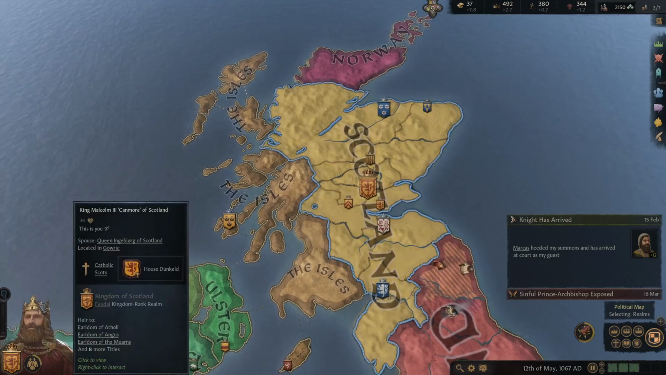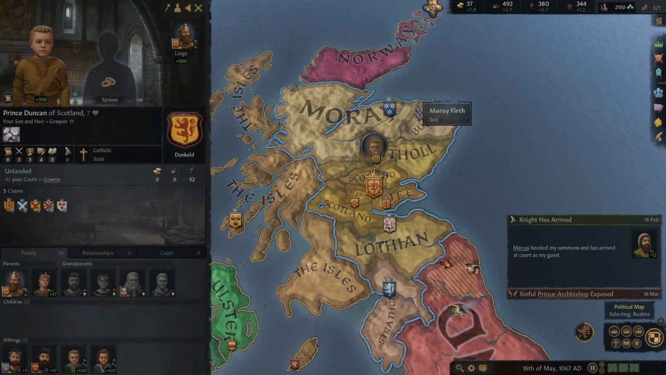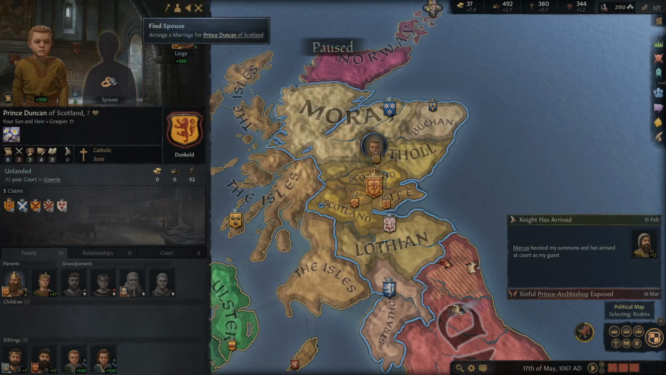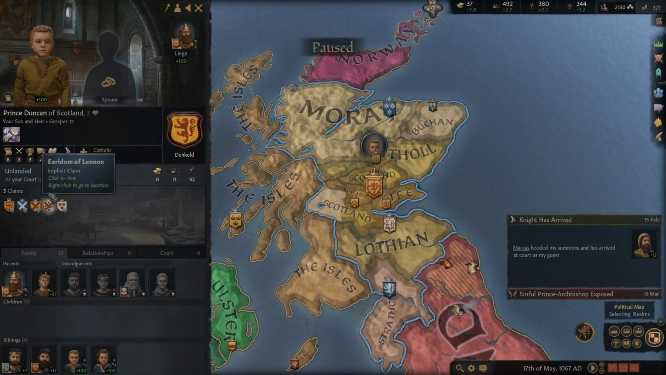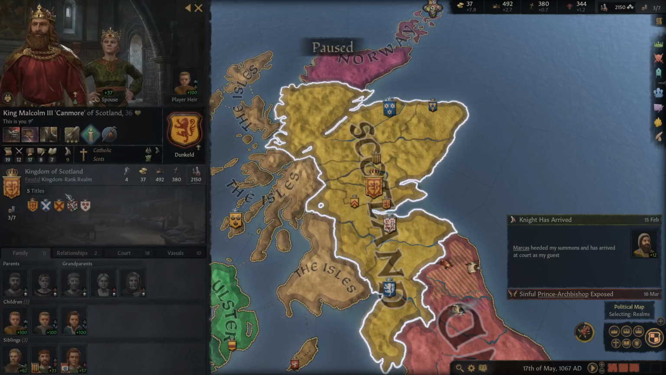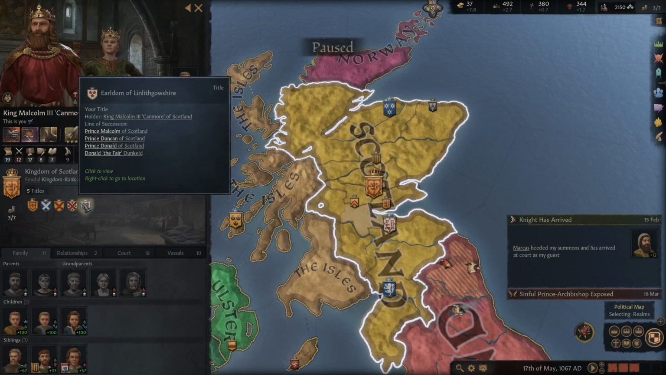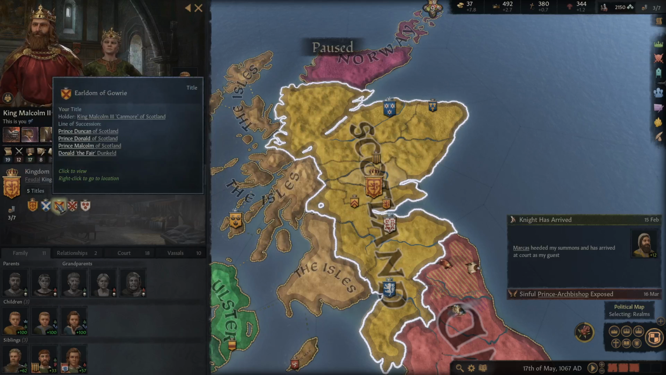Uh-oh. Okay, let's take a look at our heir. So our heir is 7 years old right now. That's not good. He has tons of claims, which is nice. Oh boy. What are we gonna do here?